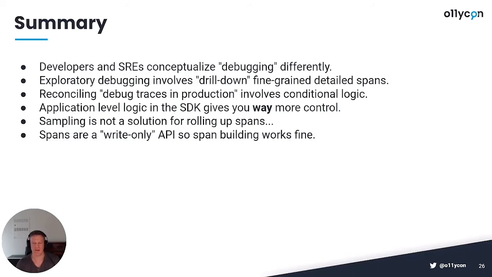Reconciling the debug traces in production is something that traditionally in logging has involved conditional logic. And in order to add that conditional logic into the SDK, we need to do a few interesting things. But this is, I think, something that can be expanded on. And I think it's something that can be used to think about using tracing in different ways and considering different audiences. And I think that's about it.